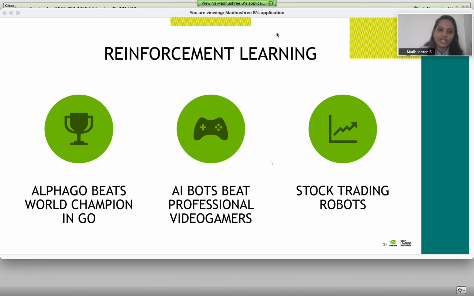The answer is reinforcement learning. In reinforcement learning, at the end of this workshop today, I'm going to touch a little bit about how this is done. So we are going to train a machine how to perform a task. If there is a wrong move, we will give a negative reinforcement. If there's a good move, we'll give a positive reinforcement.